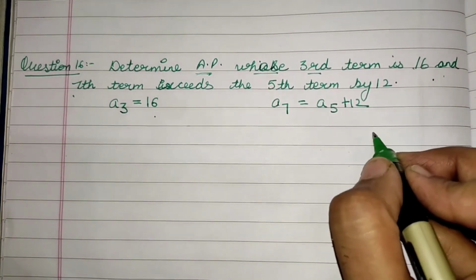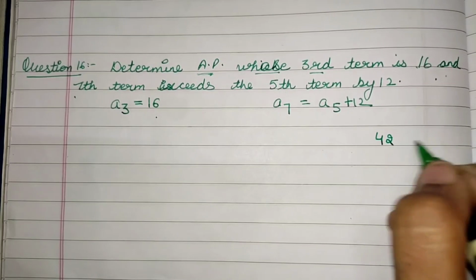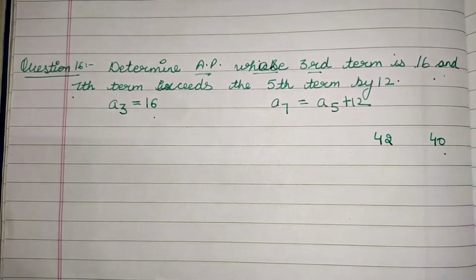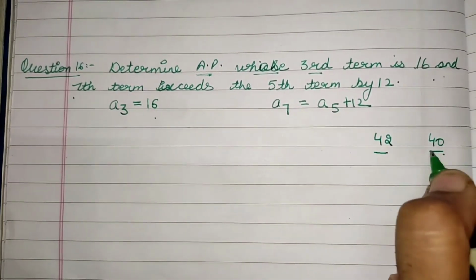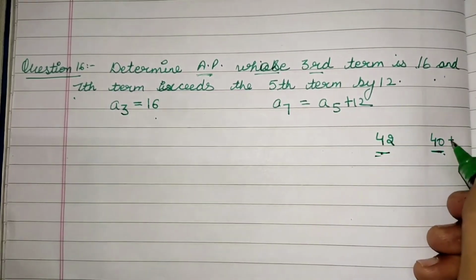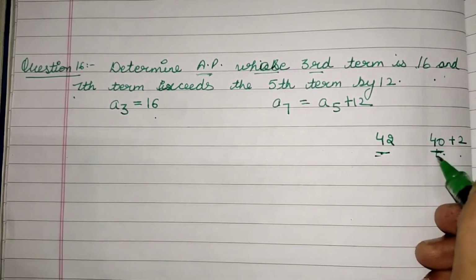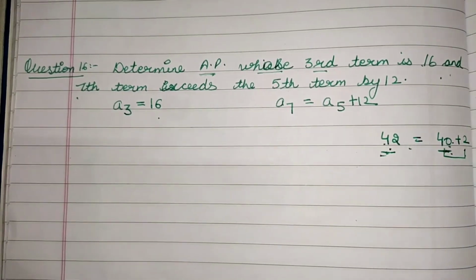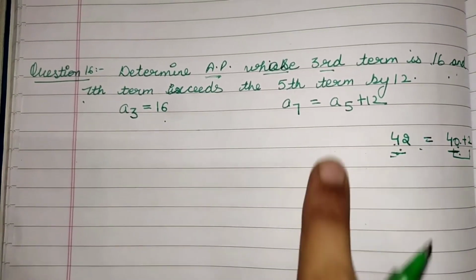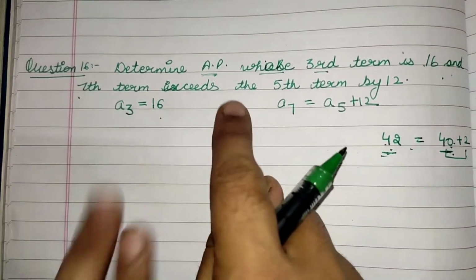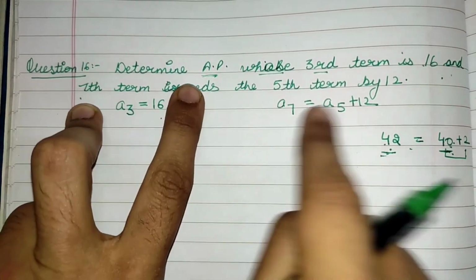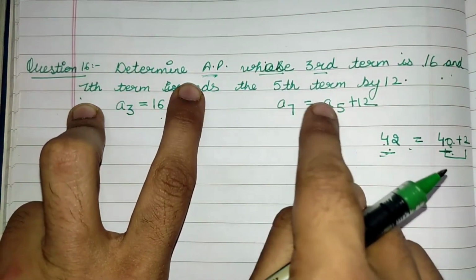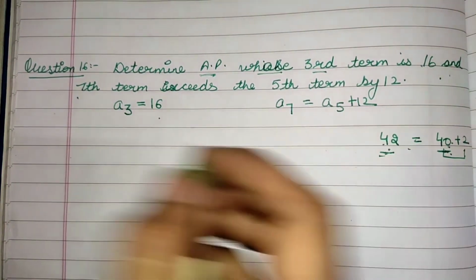Suppose I say to you that 42 is bigger than 40 by 2. So to make both the terms equal to each other, you will add 2 to the smaller term so that both the terms will be equal. That's the same as what I have done: the 7th term is exceeding, so I will add to the smaller term, which is my 5th term.